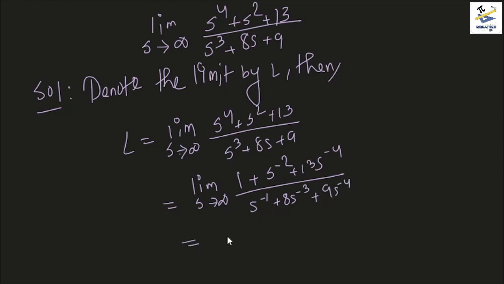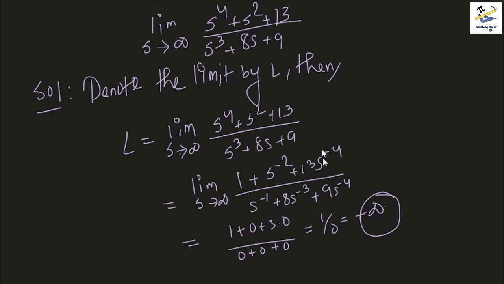And when you put in the value, what you get is 1 plus 0 plus 13 into 0 by 0 plus 0 plus 0. But this becomes 1 by 0, which means it goes to positive infinity. Okay, so the answer is positive infinity. This is also true because the power of the highest part of the variable in the numerator is greater than the denominator.